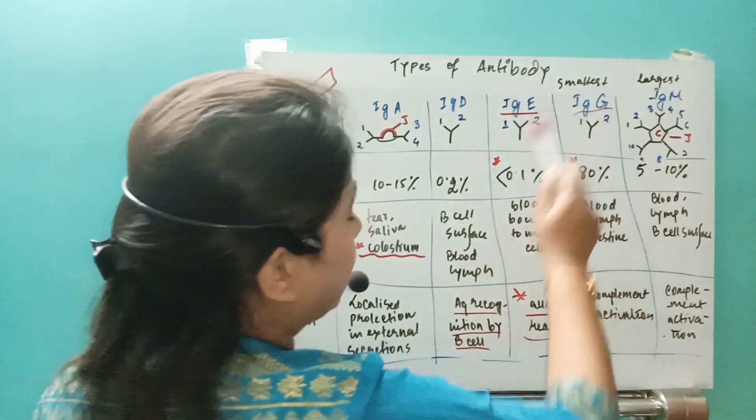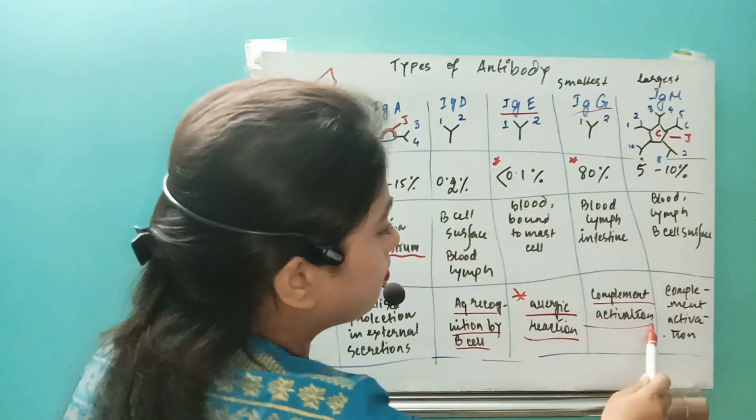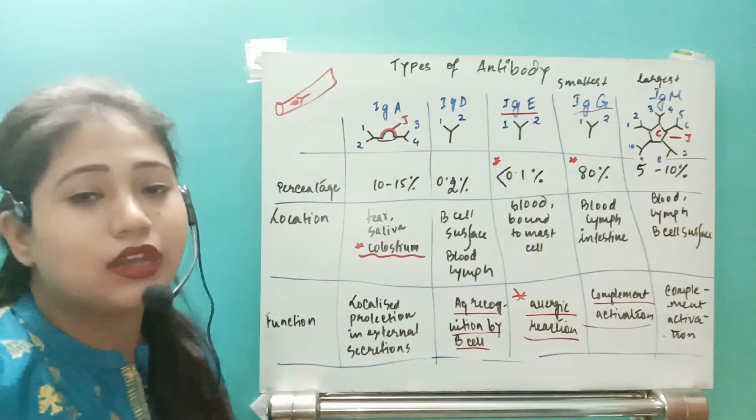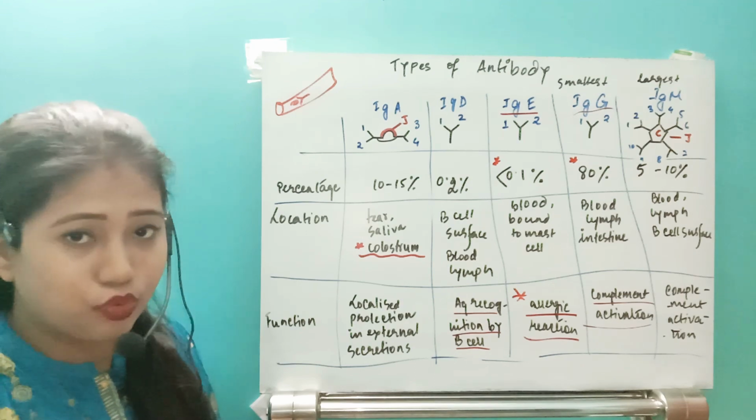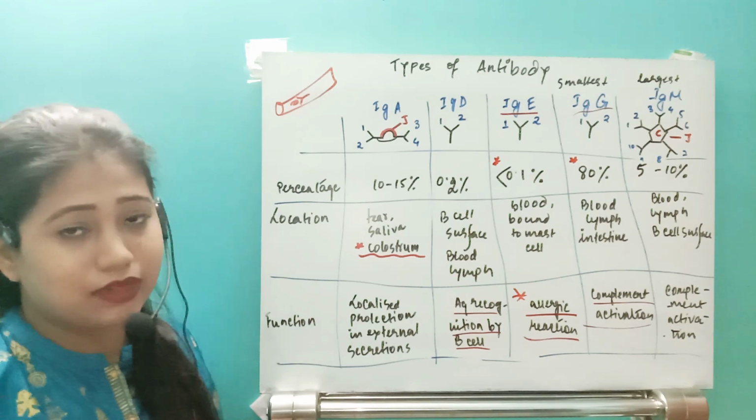Next, IgG helps in complement activation. Remember, in innate immunity we have the complement system, which has some proteins that get activated by a cascade mechanism.